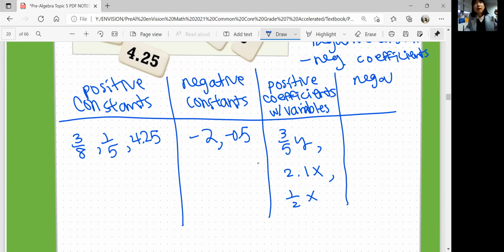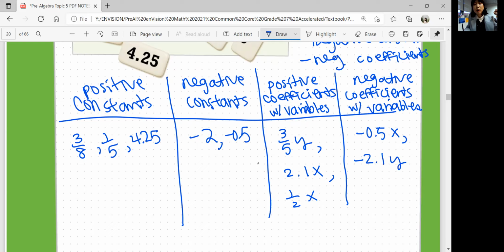And we have negative coefficients with variables. That's -0.5x and -2.1y. Do we see anything else? Okay, let's see if that's everything. 2, 4, 6, 8, 10, 3, 6, 9, 10. Yes, that's everything.